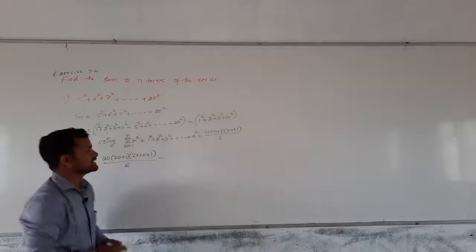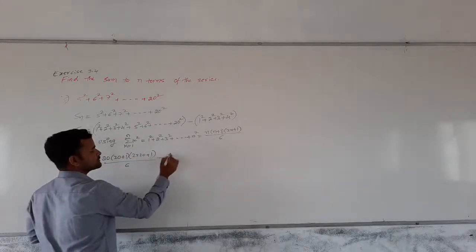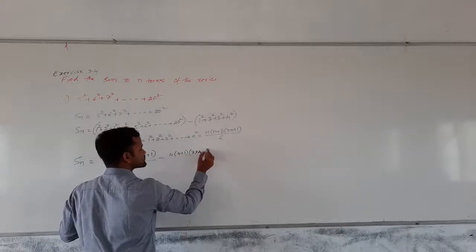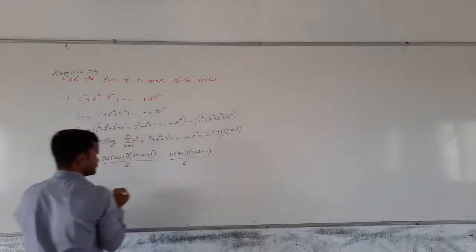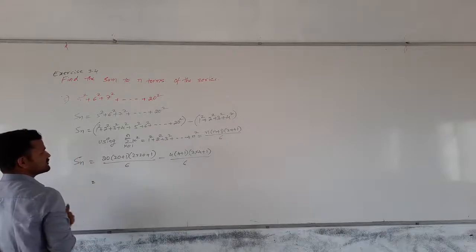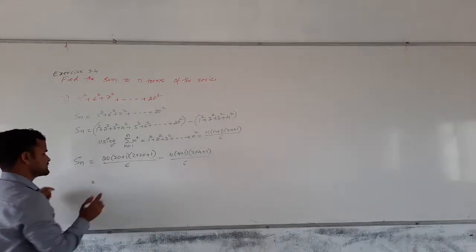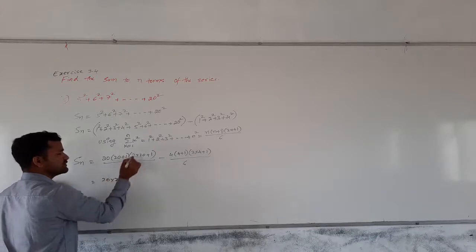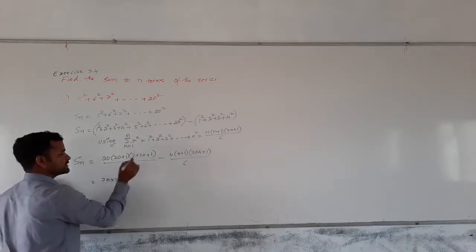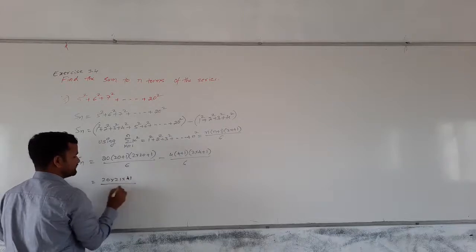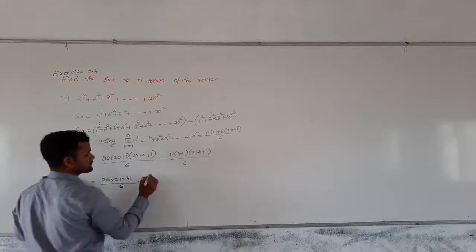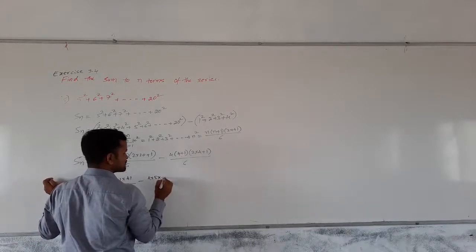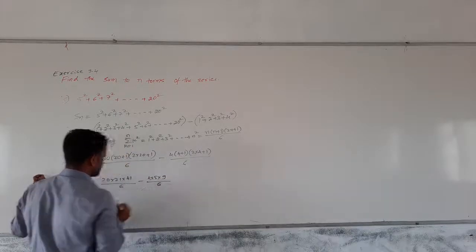So n is equal to 4, into 4 plus 1, into 2 into 4 plus 1. This is equal to, now we can simplify this. 20 into 21 into 2 into 20, 40 plus 1, 41, divided by 6, minus of 4 into 5 into 2 into 4, 8 plus 1, 9, by 6.